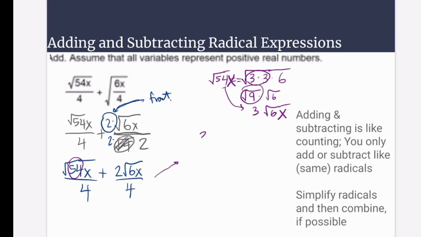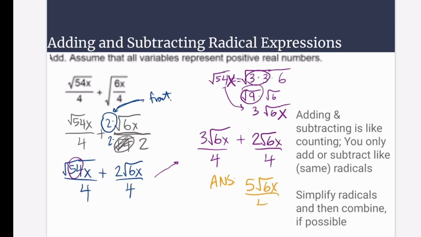So we end up with 3 radical 6x plus 2 radical 6x, and they're both over 4. So the answer would be 5 radical 6x because we're adding those like terms. Denominators stay the same when you add. So it's 5 radical 6x divided by 4.